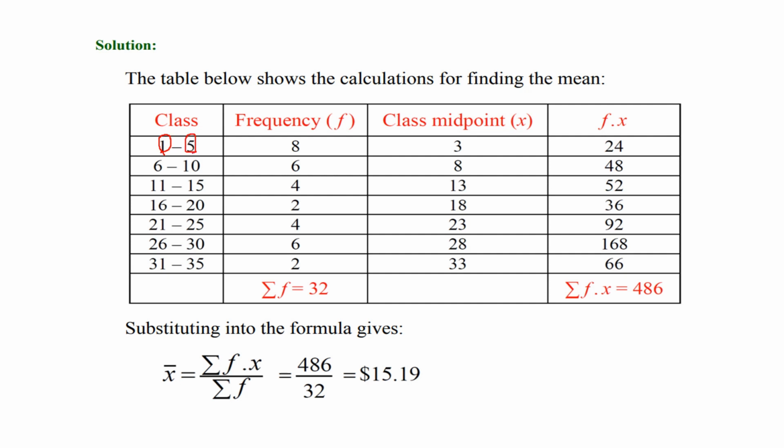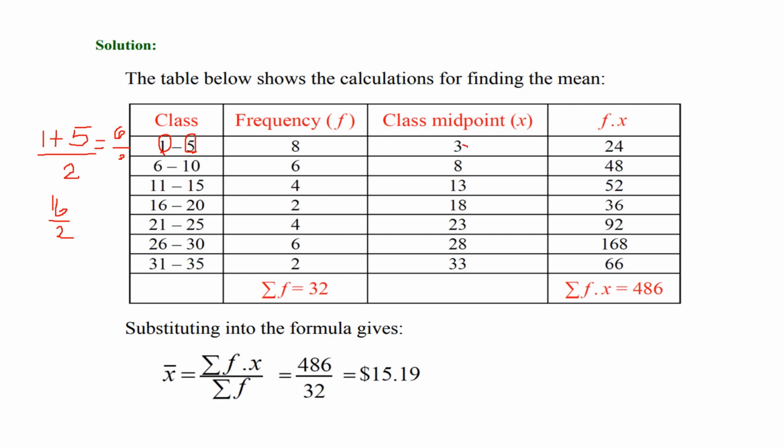Lower limit is 1, upper limit is 5. 1 plus 5 is 6, divided by 2, that is 3. This gives you the first class midpoint. Then for the next one you have to find 6 plus 10, which is 16, divided by 2, so 16 divided by 2 is 8.